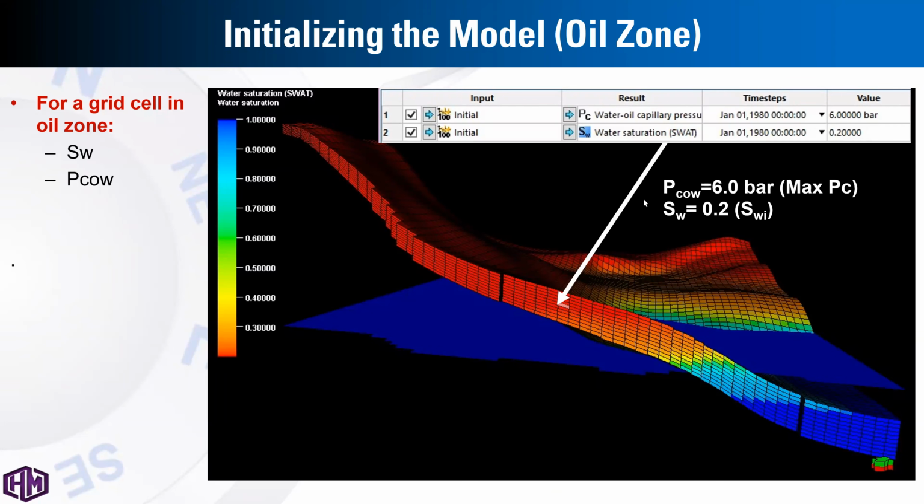So for this grid cell, we have the oil water capillary pressure equals 6 bar, which is the maximum capillary pressure, but water saturation is equal 0.2, which is Swi.